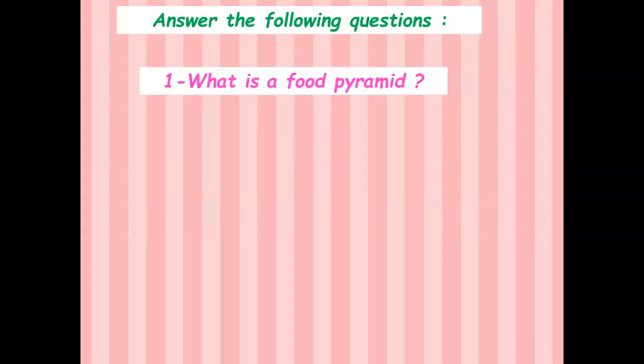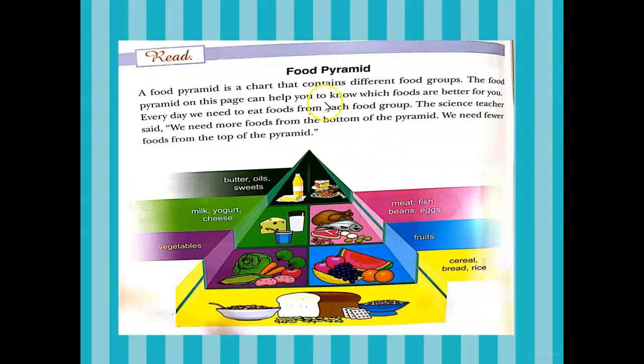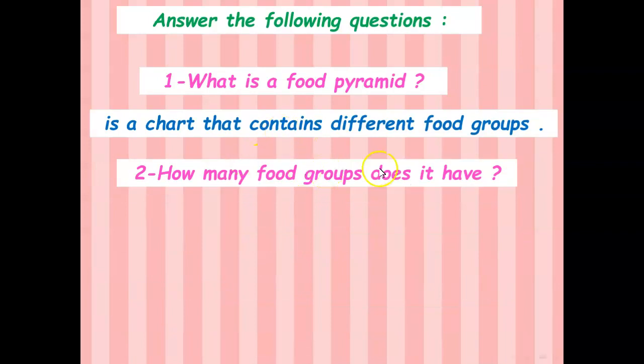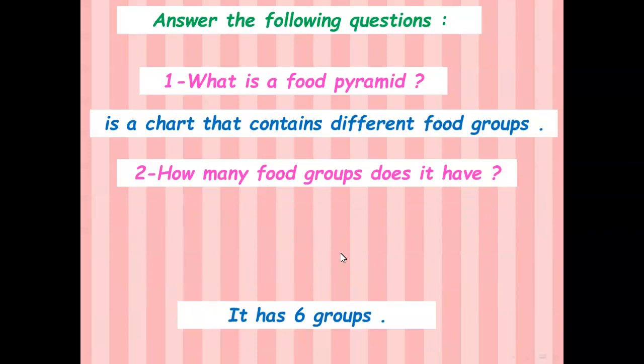Okay? So, now answer the following questions. Number one, what is a food pyramid? A food pyramid is a chart that contains different food groups, and we have this definition in this passage. Number two, how many food groups does it have? It has six groups. One, two, three, four, five, six. It has six groups. Okay.